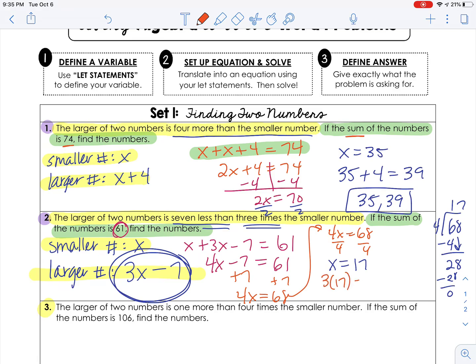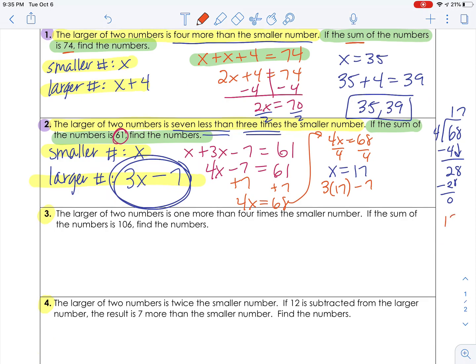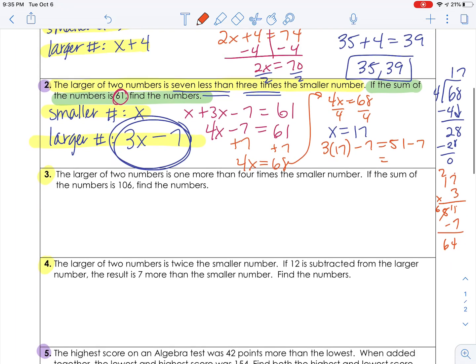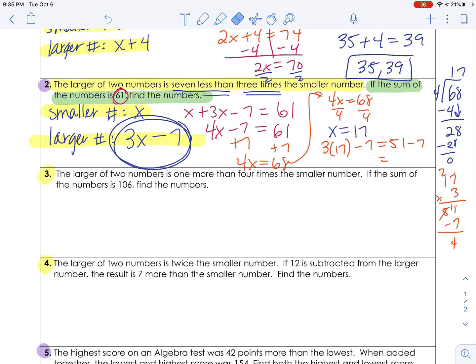So 3 times 17 minus 7. I need to figure out what 3 times 17 is. 3 times 7 is 21. 3 times 1 is 3, plus 2 is 5. So this is 51 minus 7. 51 minus 7, we have to borrow. 11 minus 7 is 4. So when we take 7 away from 51, we get 44. So this time the smaller number was 17 and the larger number was 44.